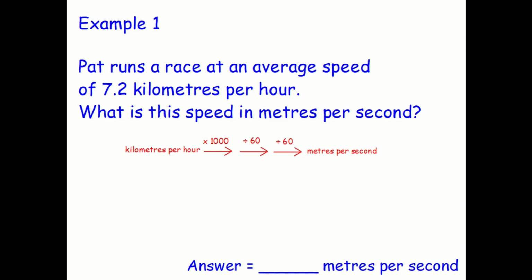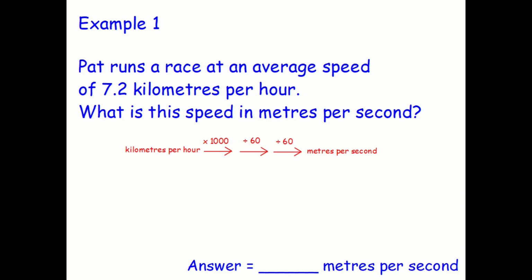It says Pat runs a race at an average speed of 7.2 kilometres per hour. What is the speed in meters per second? Okay, you can see a little flow diagram in red in the middle of the screen here, telling you how you convert between kilometers per hour and meters per second. And this is kind of just something you're going to have to commit to memory, or you can work it out logically.